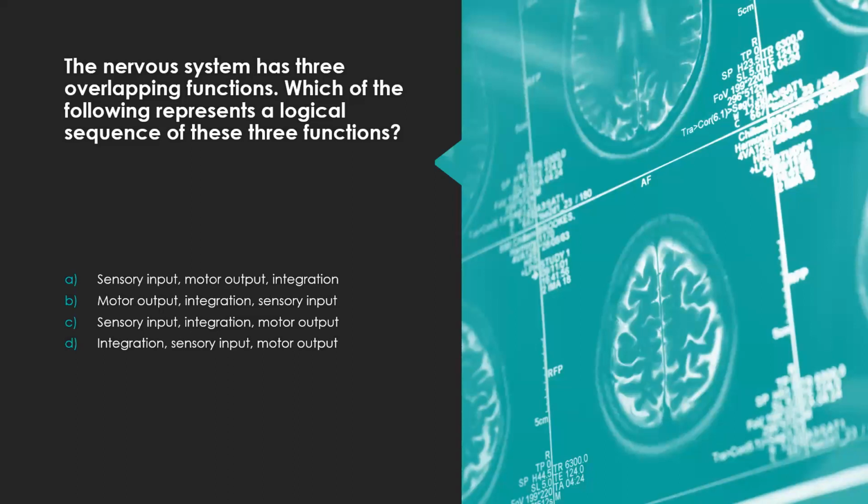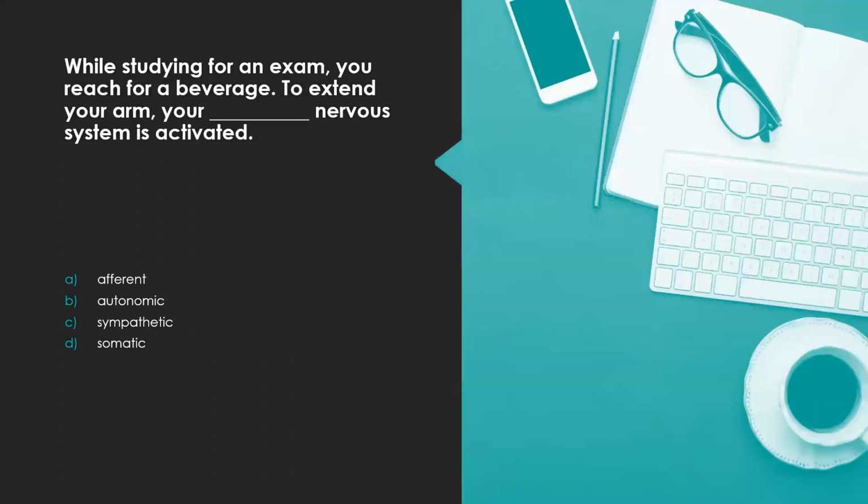It's a brief question to see where our brains are at. Nervous system has 3 overlapping functions. Which of the following represents the logical sequence of these 3 functions? So we're looking at sensory and motor input and integration. I'll give you a second to think about it. Yep, so sensory is first, we get a stimuli, then we integrate, and then we respond. Good.